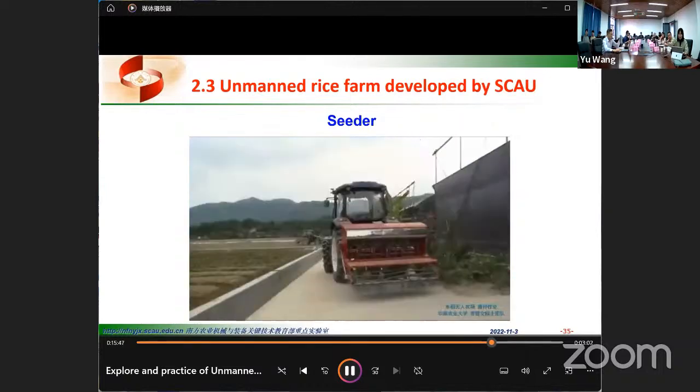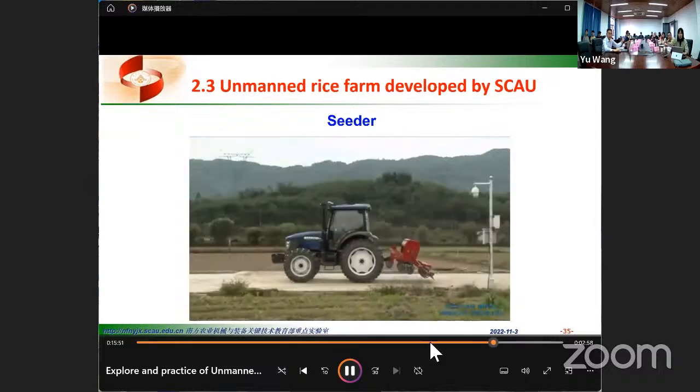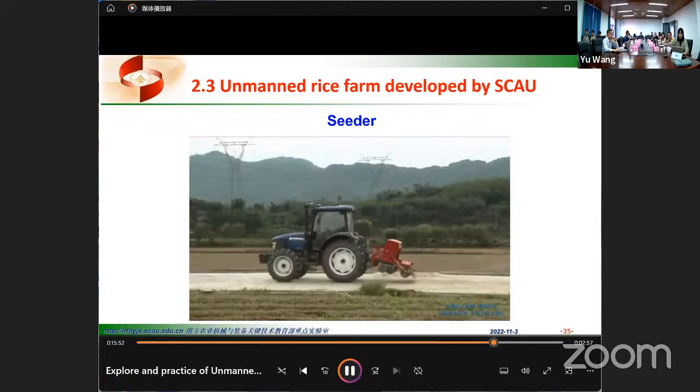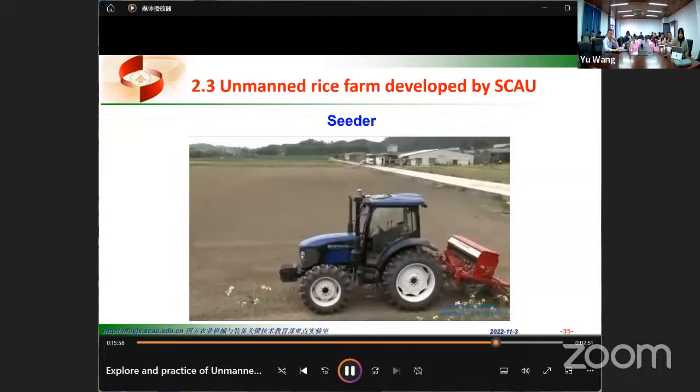This is unmanned dry land seeder. The rice seeds are accurately sown in the field, slow ditching, and dry sowing model.